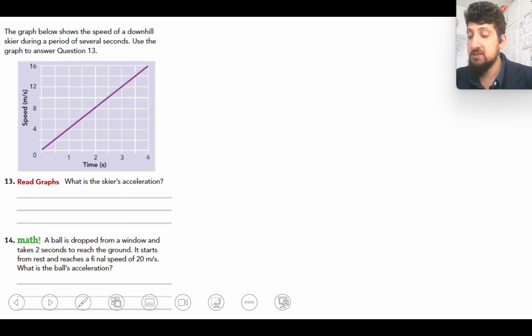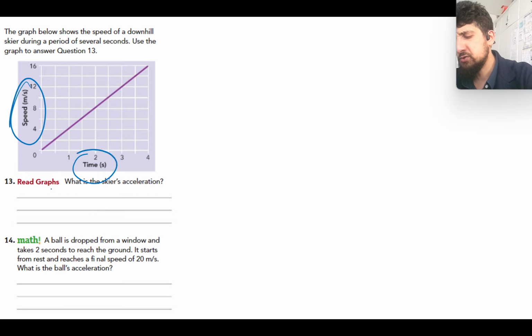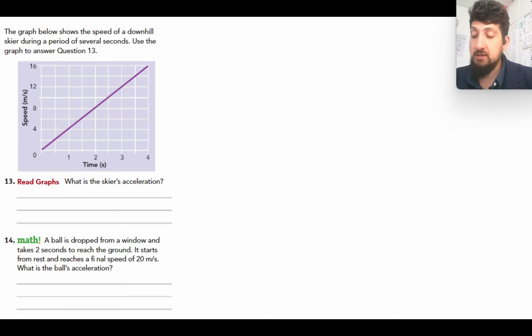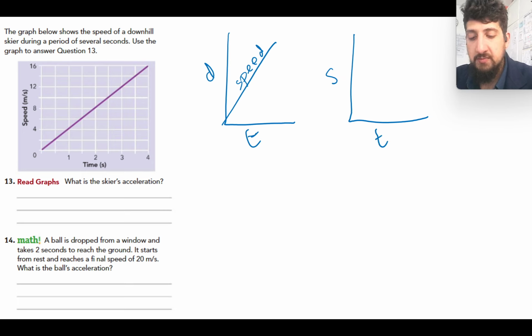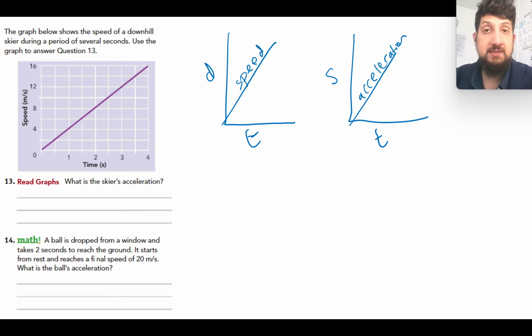Okay, let's have a look. So this time we've got a different kind of graph. Always make sure that you understand what the graph is saying. In this case, it's speed time. So the slope of the graph is going to represent acceleration. In a distance time graph, the slope represents speed. But in a speed time graph, the slope represents acceleration. Okay? Just remember that, please.